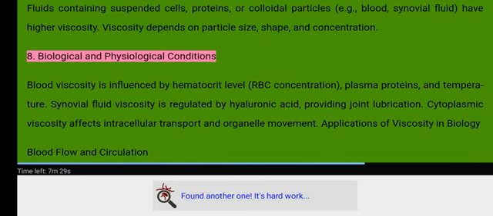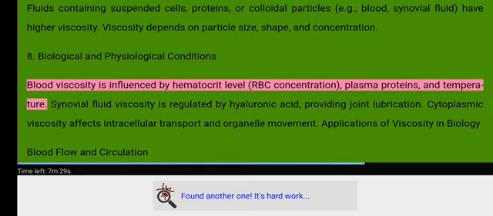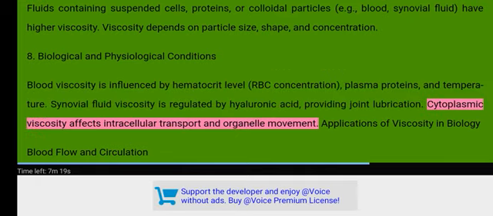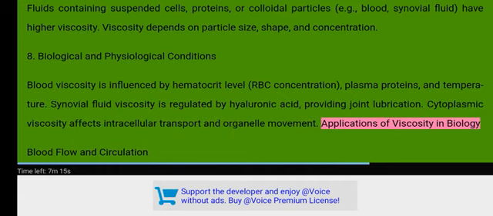Biological and physiological conditions. Blood viscosity is influenced by hematocrit level, RBC concentration, plasma proteins, and temperature. Synovial fluid viscosity is regulated by hyaluronic acid, providing joint lubrication. Cytoplasmic viscosity affects intracellular transport and organelle movement.